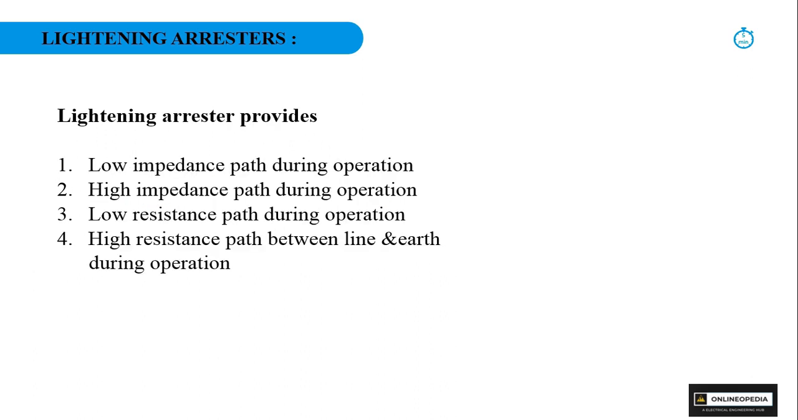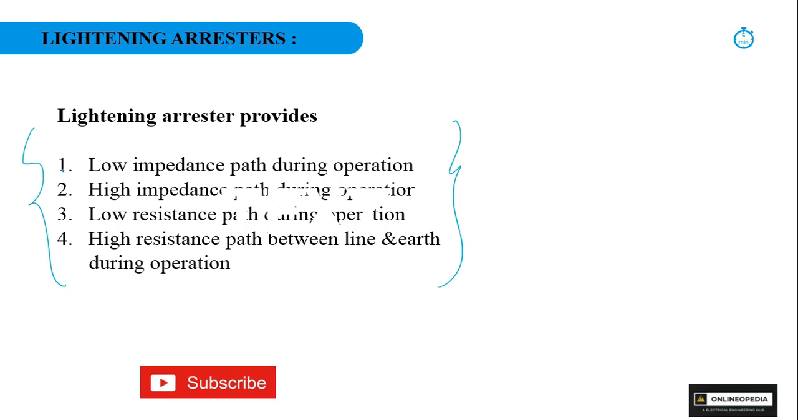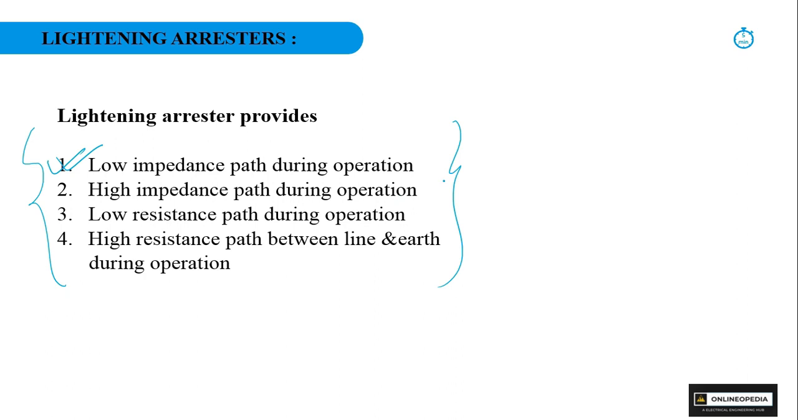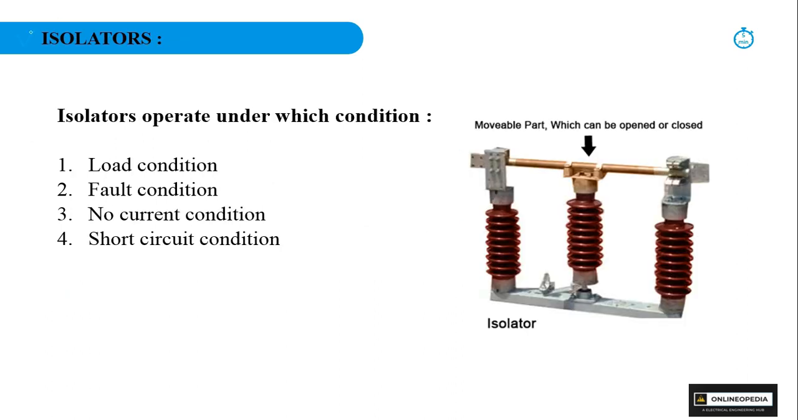Next question: the lightning arrestor provides. These are similar questions. Option A, low impedance path during operation. Option B, high impedance path during operation. Option 3, low resistance path during operation. Option 4, high resistance path between line and earth during operation. As I told you, a lightning arrestor provides a low impedance path during operation, and in normal condition it provides a high impedance path.